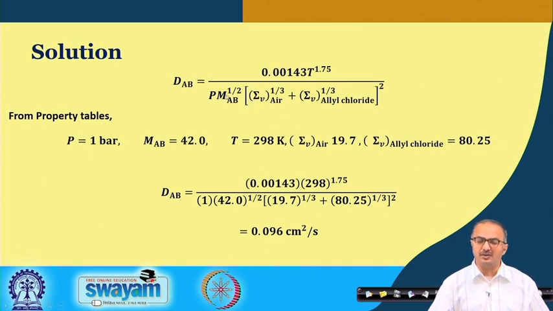All the values of these two quantities will be found in some data source, and the value of M_AB can be found by taking an average, given by 1/M_AB equals 1/M_A plus 1/M_B. That is how you find the value of M_AB.